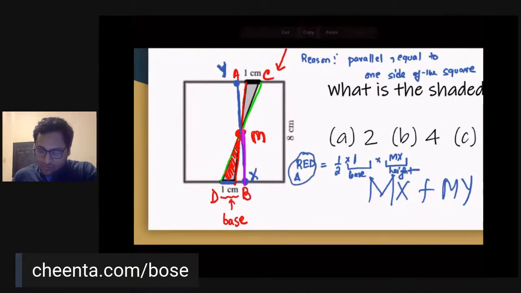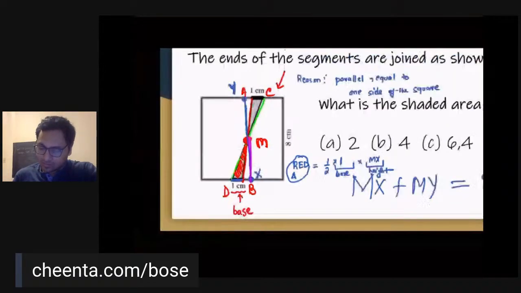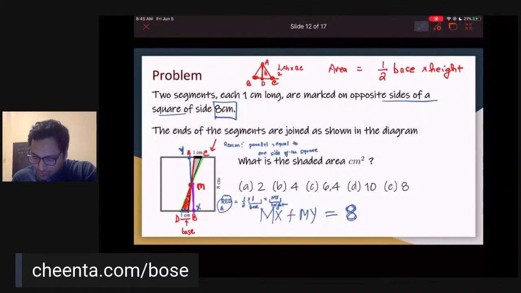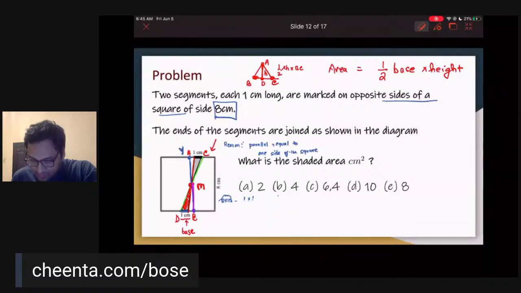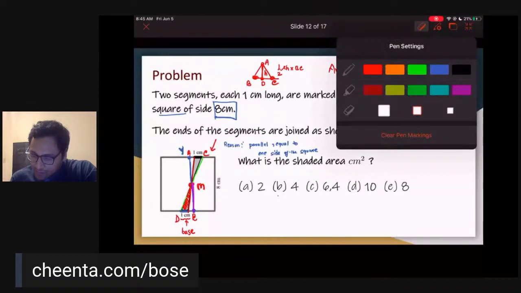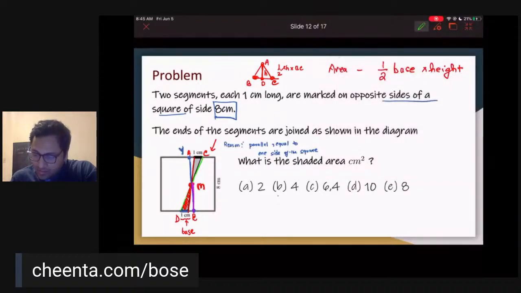So maybe I can zoom in a little bit. We're back in the actual zoom. Okay, so maybe I can erase this part out. I will write it here a little bit more clearly. Maybe that helps. That red triangle is half times 1 times MX. Okay, that's the area of the red triangle.